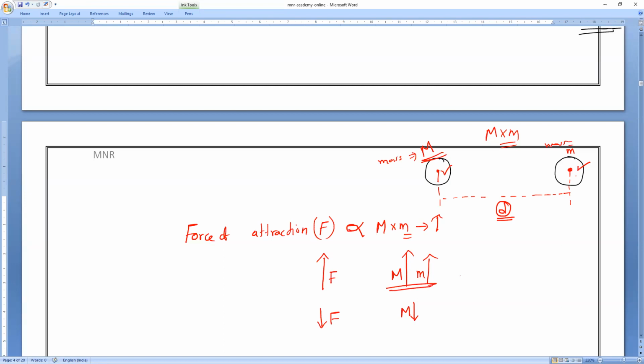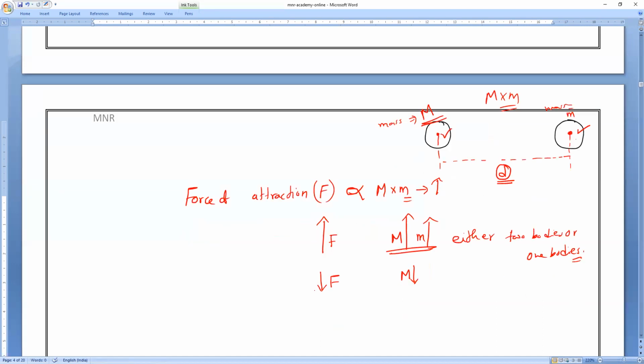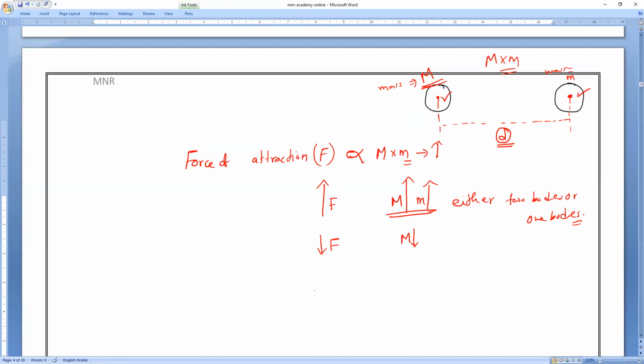Either two bodies or even one body. So anything, either if mass increases, the force of attraction also increases. If mass decreases, the force of attraction decreases. Can we say force of attraction as gravitation? That's what force of gravitation is, only force of attraction.